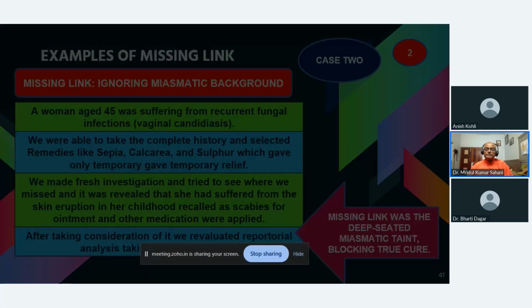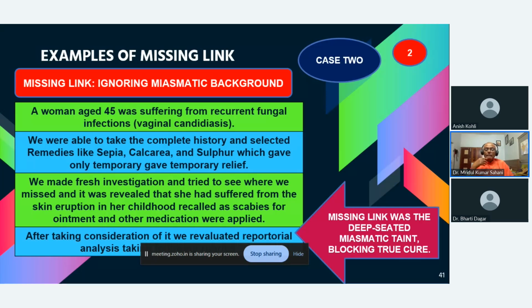properly. Now, another case, missing or ignoring the miasmatic background. This is case number 2. A woman of 45 years was suffering from recurrent fungal infections, diagnosed as vaginal candidiasis. We were able to take the complete history and selected remedies like Sulphur and Calcarea through the repertorial approach, which gave only temporary relief.